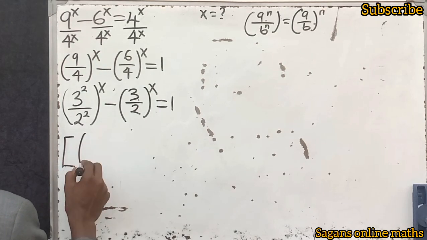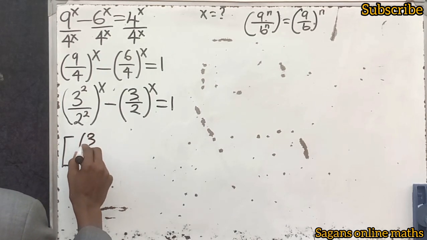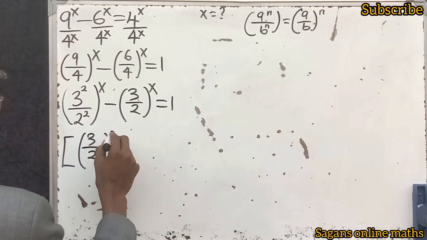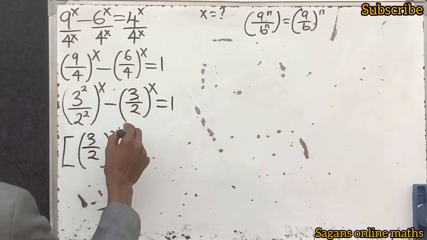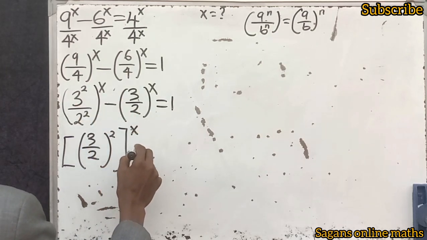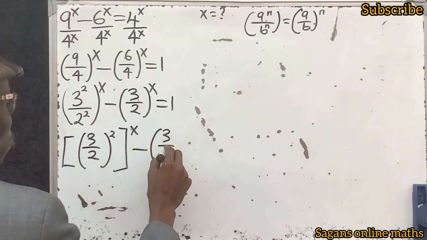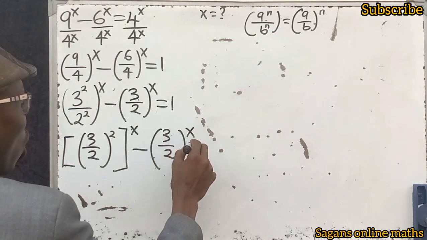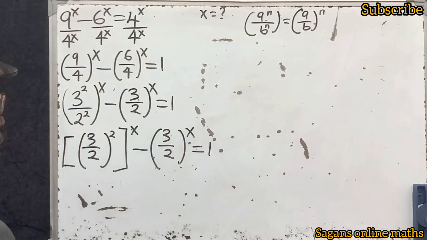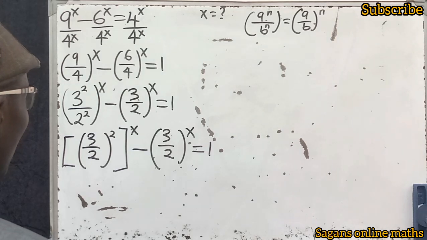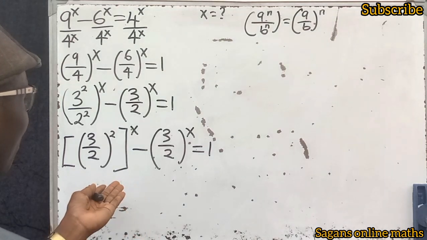bracket 3 divided by 2 all to the power of 2, remember the power here was x, all to the power of x, minus 3 divided by 2 all to the power of x. All this equals 1. Amazing. Now, what are we going to do here?